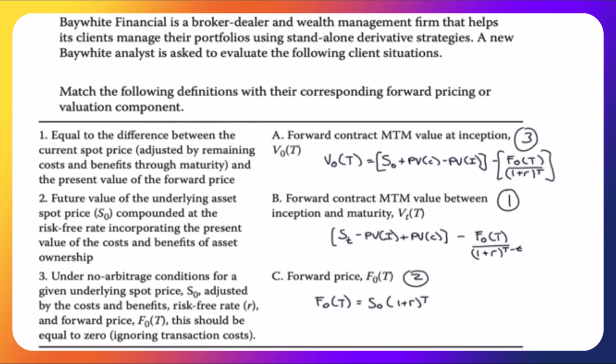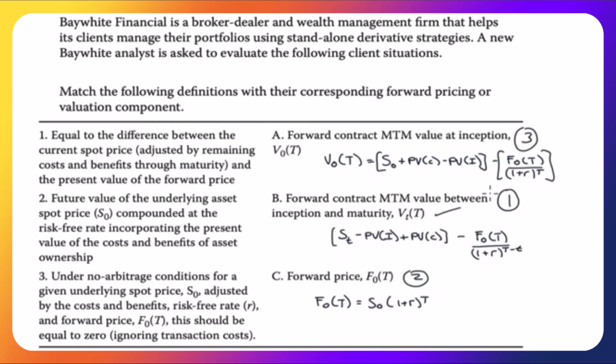So number one, equal to the difference between the current spot price adjusted by remaining costs and benefits through maturity and the present value of the forward price. Well, this is the valuation of a forward contract. So let's see what we have. A is forward contract mark-to-market value at inception. B is the forward contract mark-to-market value between inception and maturity.